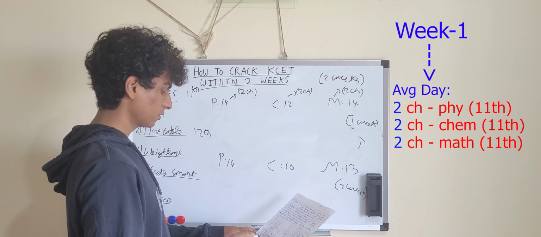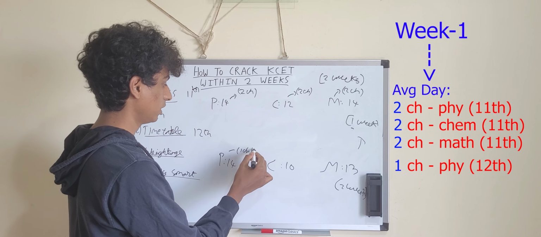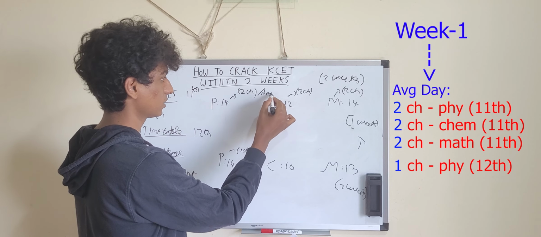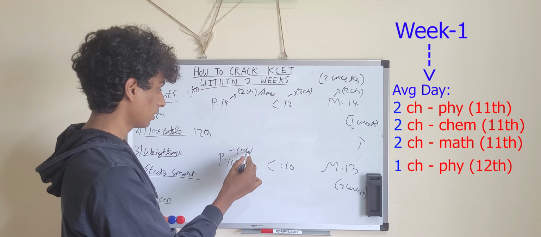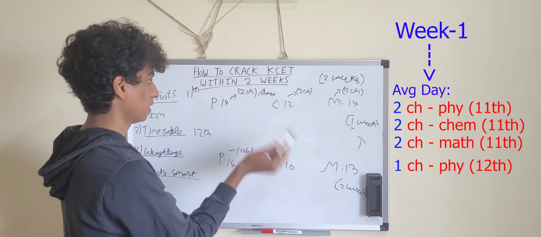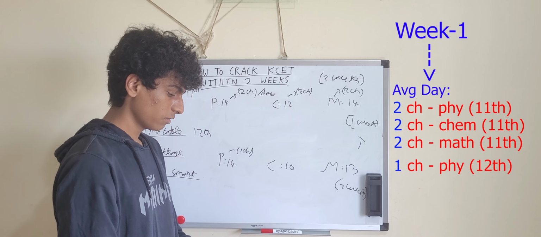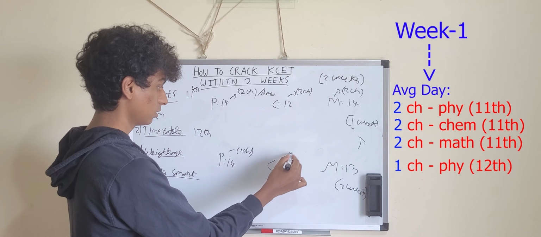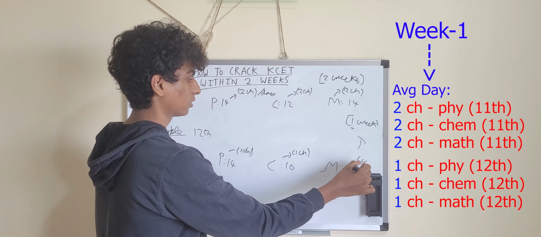Now, coming to 12th physics, you need to do 1 chapter a day. This is a day, right? Just think, okay? This is a day. Per day, you're doing this much. Now, coming to 12th, you need to do 1 chapter a day, starting from this week only. Even for chemistry also, 1 chapter. For maths also, 1 chapter.